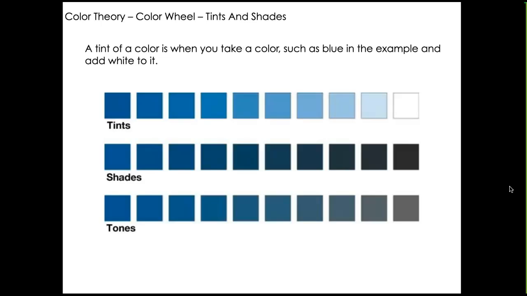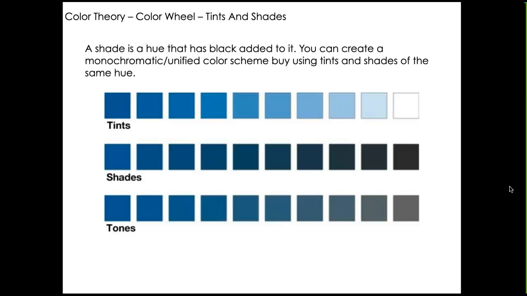So we talked about this a second ago. A tint is when you take a color such as blue in the example and add white to it. So here we can see, starting with the solid hue, that would be at 100% of that blue. And as we move through, we start to add white, so it starts to change. Same thing with shades. That would be adding black, and tones would be adding gray.